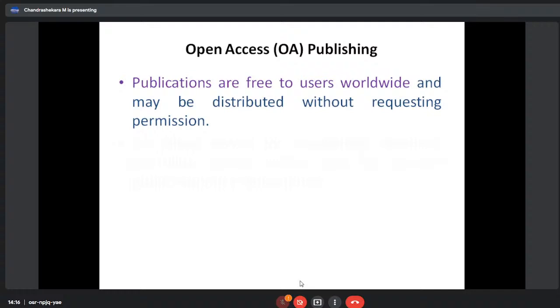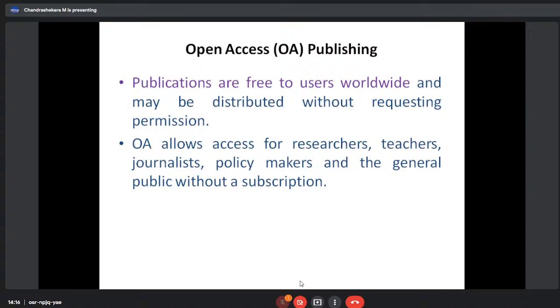Another important thing is that open access allows access for researchers, teachers, journalists, policymakers, and the general public without a subscription. Okay, this is one.